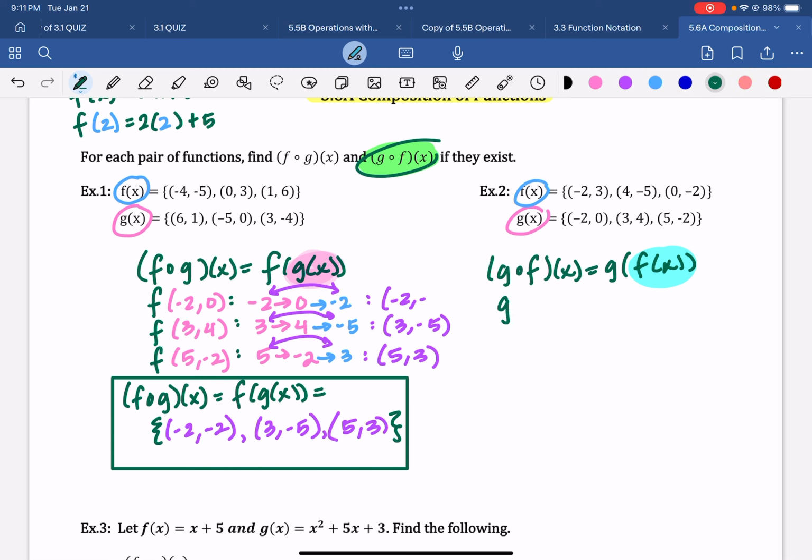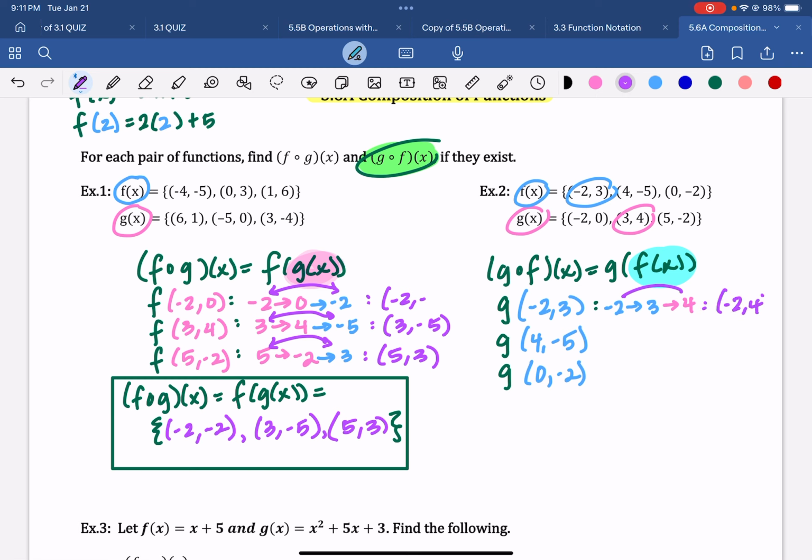So we're going to find g of the first ordered pair, -2, 3. G of the second pair, 4, -5. And g of the last pair, all of these are coming from f, 0, -2. All right, so at the top there, -2 goes to 3, that's this guy. And then we find where 3 starts on G, and that's here, and it ends up going to 4. So this goes -2 to 3 to 4. So that's all good and fine and dandy, -2 and 4.